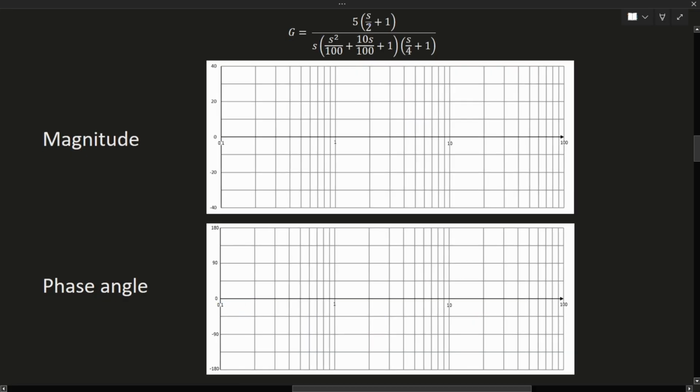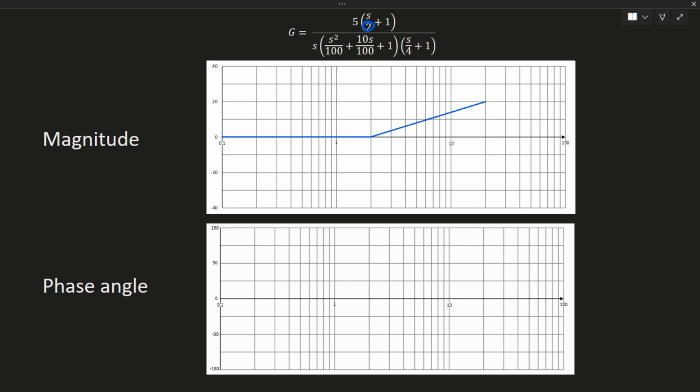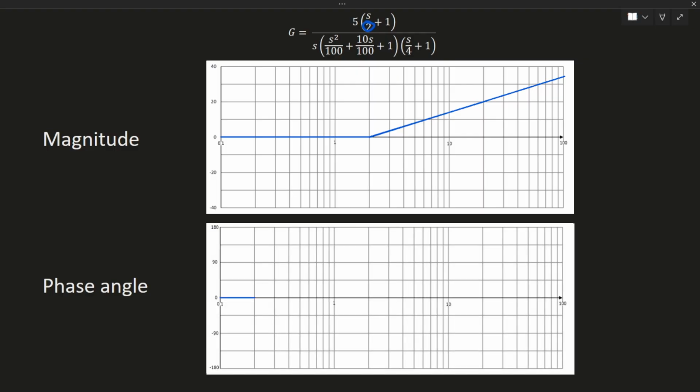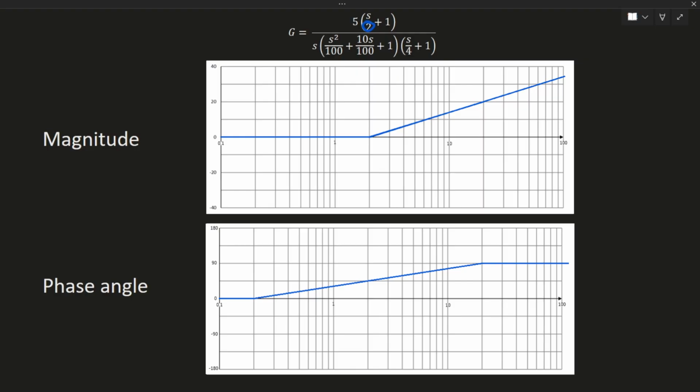So in our example, the z is 2. So for the magnitude, we would have to draw 0 up until 2. And beyond that, it continues upwards, and the slope is 20 dB per decade. For the phase angle, same thing. You take the 10th of 2, so 0.2. It's going to increase up until 20, because that's like 10z. By the time it reaches 10z, 20, it would have been at 90 degrees, and then beyond that, it just continues as a straight line.